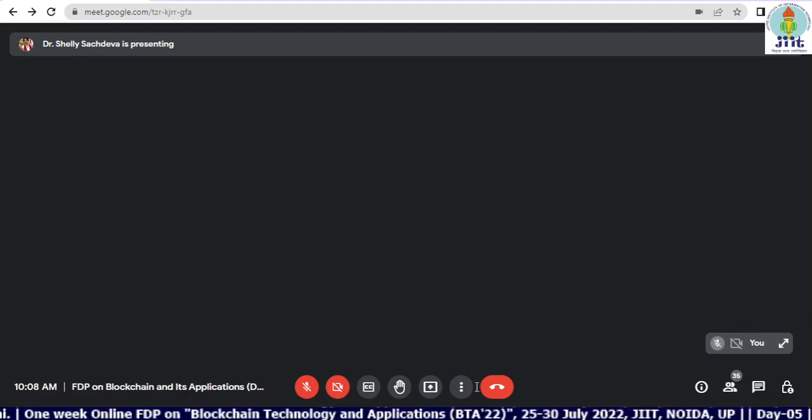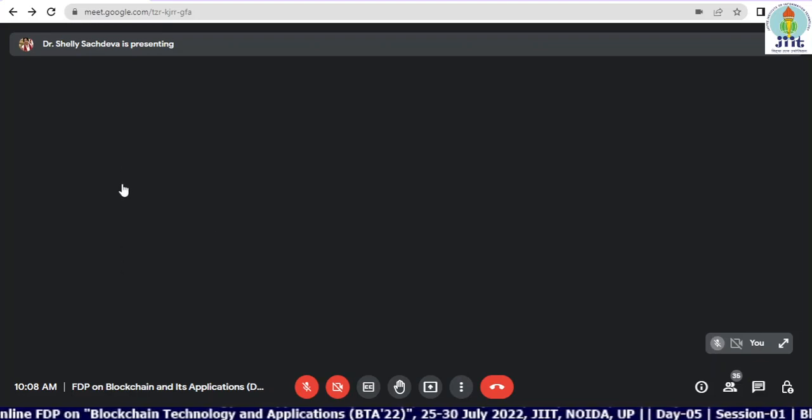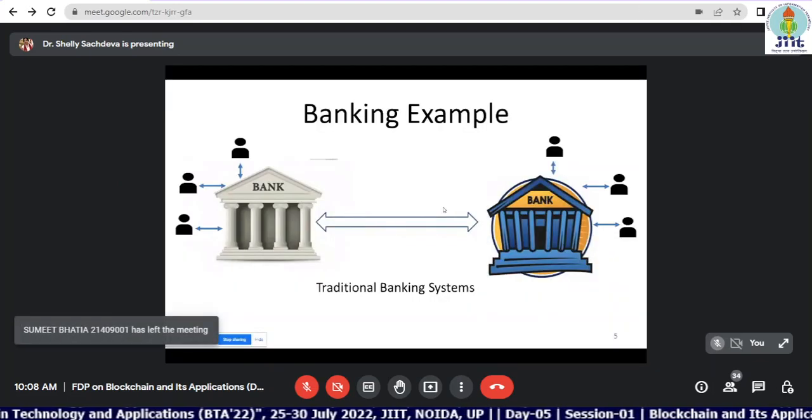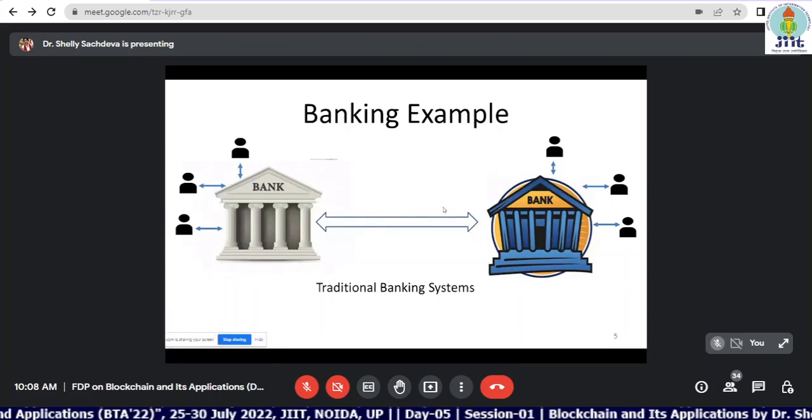Now, this is the banking example. As all of you know, these are the traditional banking systems. We have some users, and we want to interoperate between one bank, for example ICICI, and another bank, for example HDFC. The users want to transfer money or do some transaction related to the banking sector. That is what the traditional banking system is.